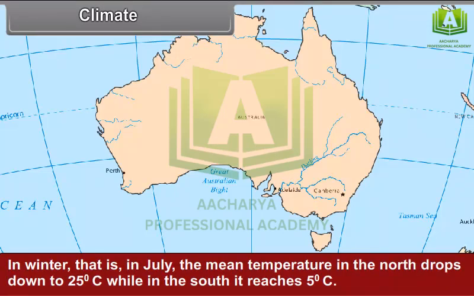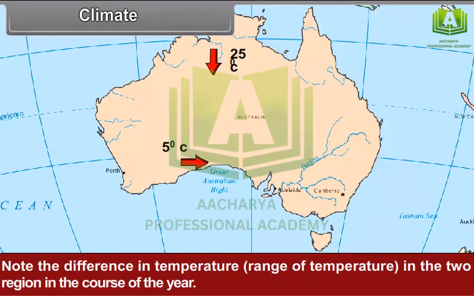In winter, that is in July, the mean temperature in the north drops down to 25 degrees Celsius, while in the south it reaches 5 degrees Celsius. Note the difference in temperature, that is range of temperature, in the two regions in the course of the year.